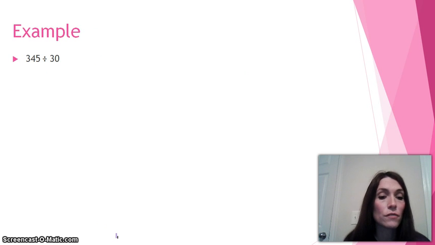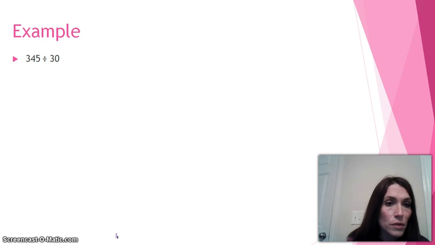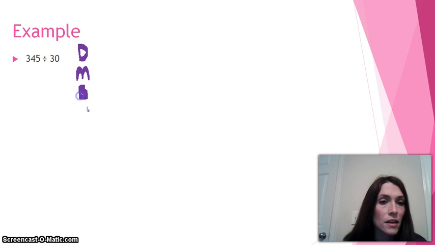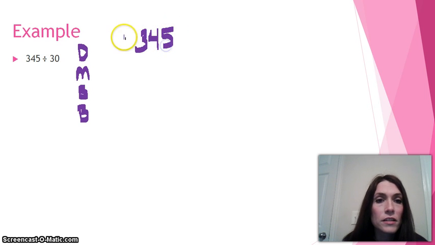Let's go ahead and take a look at our first example. I'm going to be using divide, multiply, subtract, and bring down as I work this problem using the standard algorithm. So let's go ahead and take a look at 345 divided by 30.